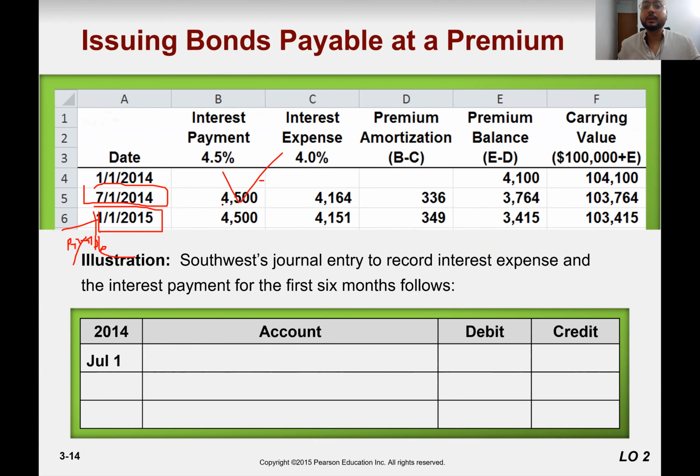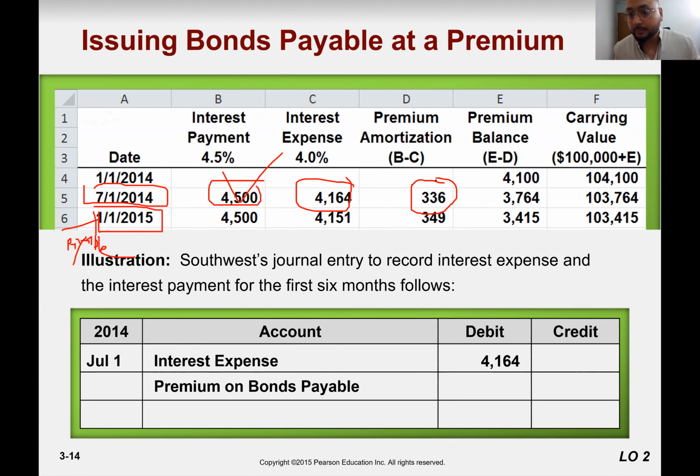So payment is going to be decreased by 4,500. Interest expense is 4,164. And remember, our premium is decreased. When premium increase, we said credit. When premium decrease, it would be debit. So entry would be interest expense 4,164, premium 336 to cash. That is the entry, right? So at the end, this entry is balanced, right?